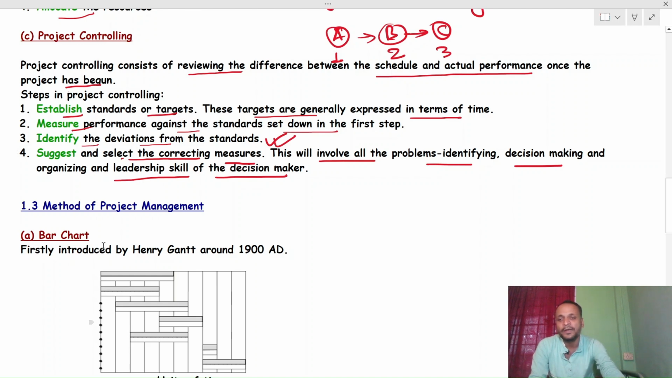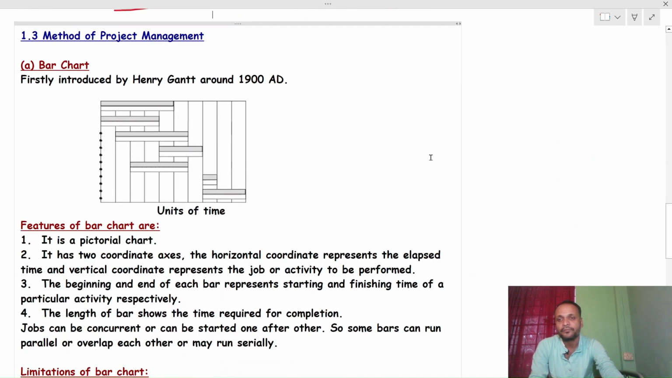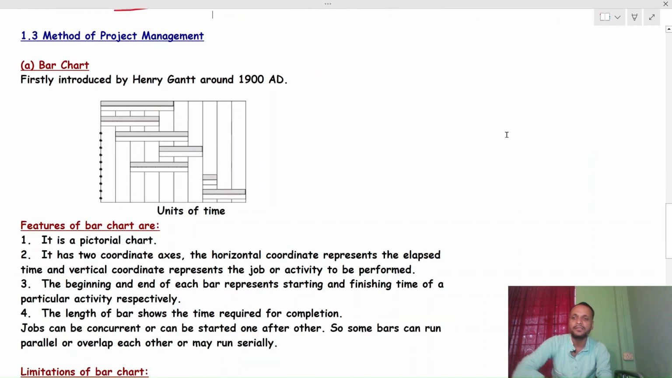So what are the various methods of project management? The first method is the bar chart. The bar chart was first introduced by Henry Gantt around 1900 AD. This is a very important question that they generally ask in objective questions.